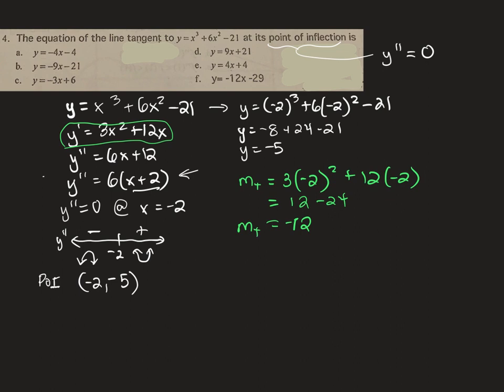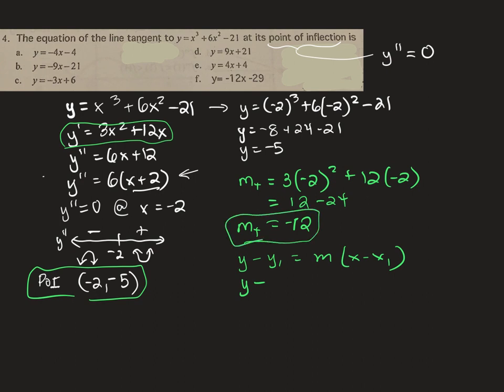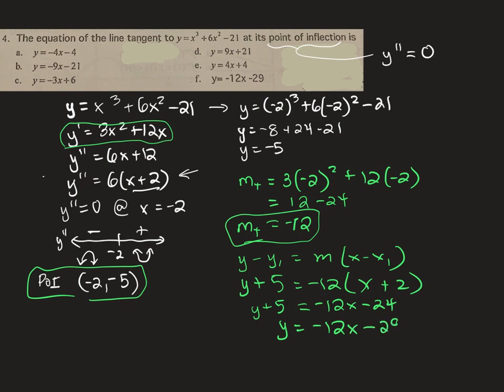And then we just set up our point-slope form, so y minus y1 equals m times x minus x1, and use our point and our slope. So y plus 5 equals negative 12 times x plus 2, and to get the form they have it in, which is y equals form, we are going to first multiply that negative 12 through, and then subtract 5 from both sides to get negative 29. Okay, so negative 12x minus 29, so it looks like F is your answer.